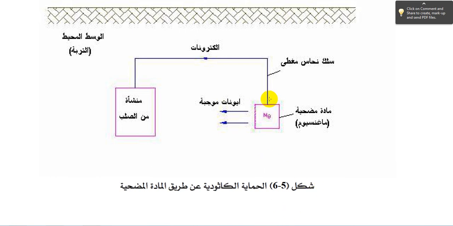We have a conductive wire here connected between the iron facility and the sacrificial material, which is released into the media. The magnesium will release positive ions here, and the covered wire is used basically to transfer electrons to the iron facility, as you can see right here in front of you.